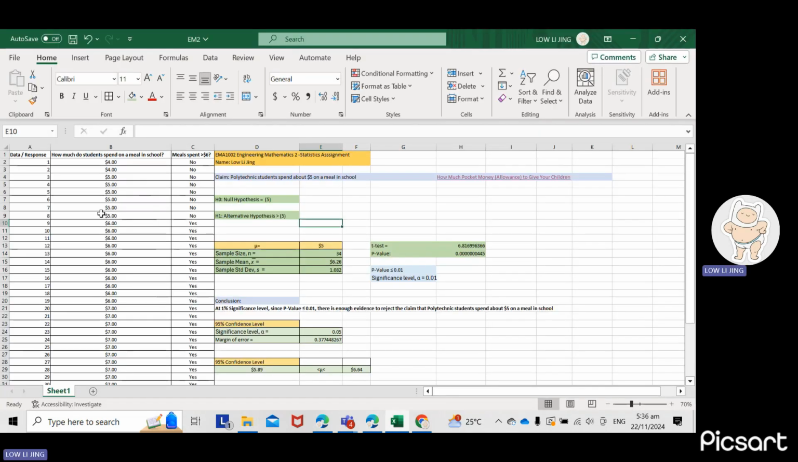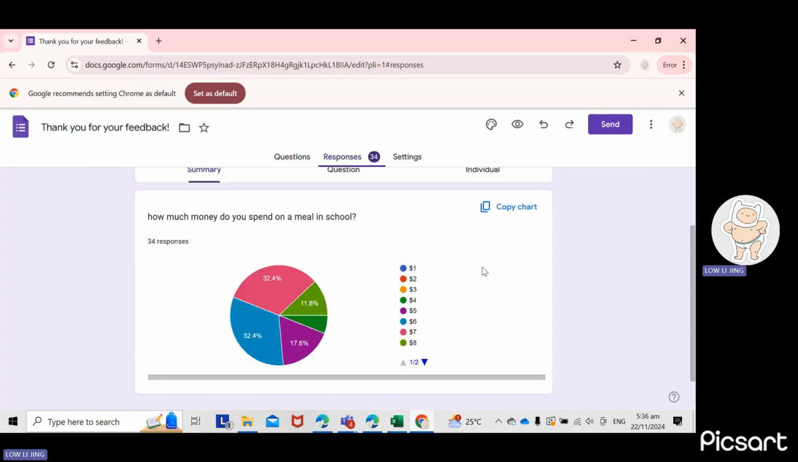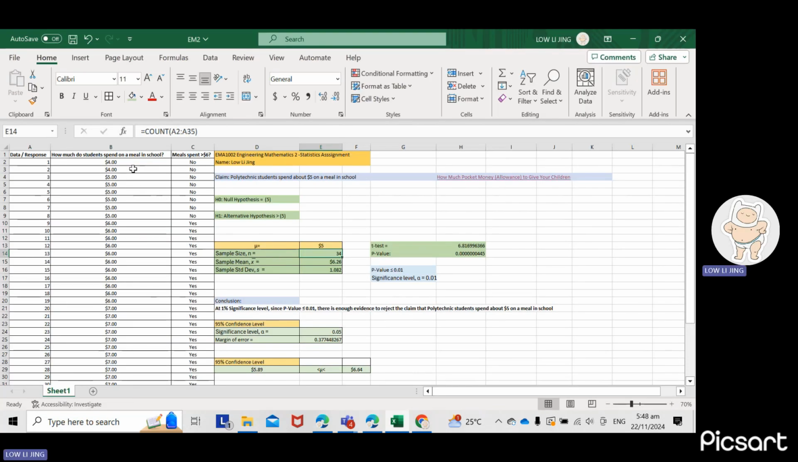Now, before I move on, I would like to say that the data shown here are collected through conducting an online survey asking 34 random people in TP how much they spend on a meal in school. This is a graph, and this is the survey that I did. With 34 data collected, I'll add them into the sample size column here.